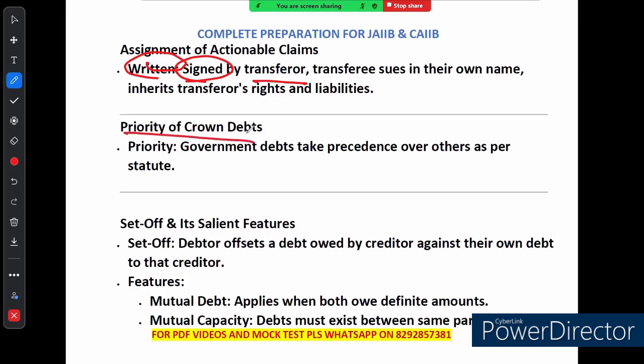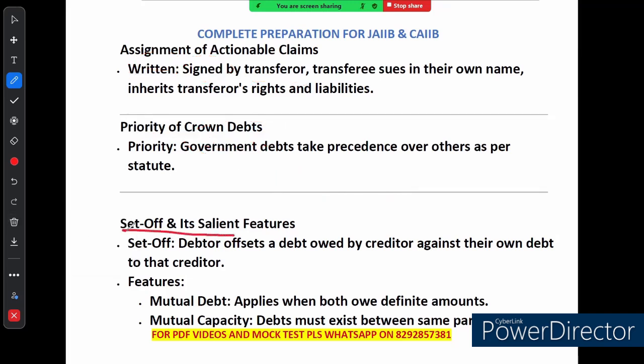So government debt gets top priority and must be settled first as per the law.